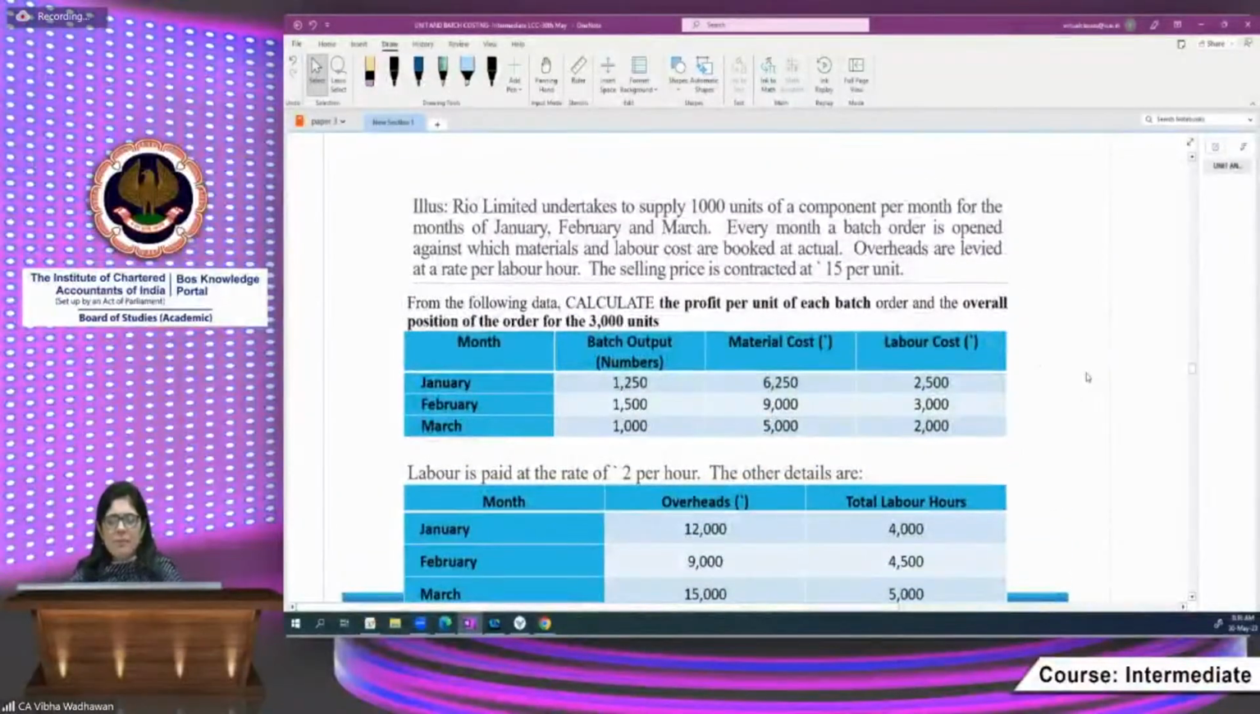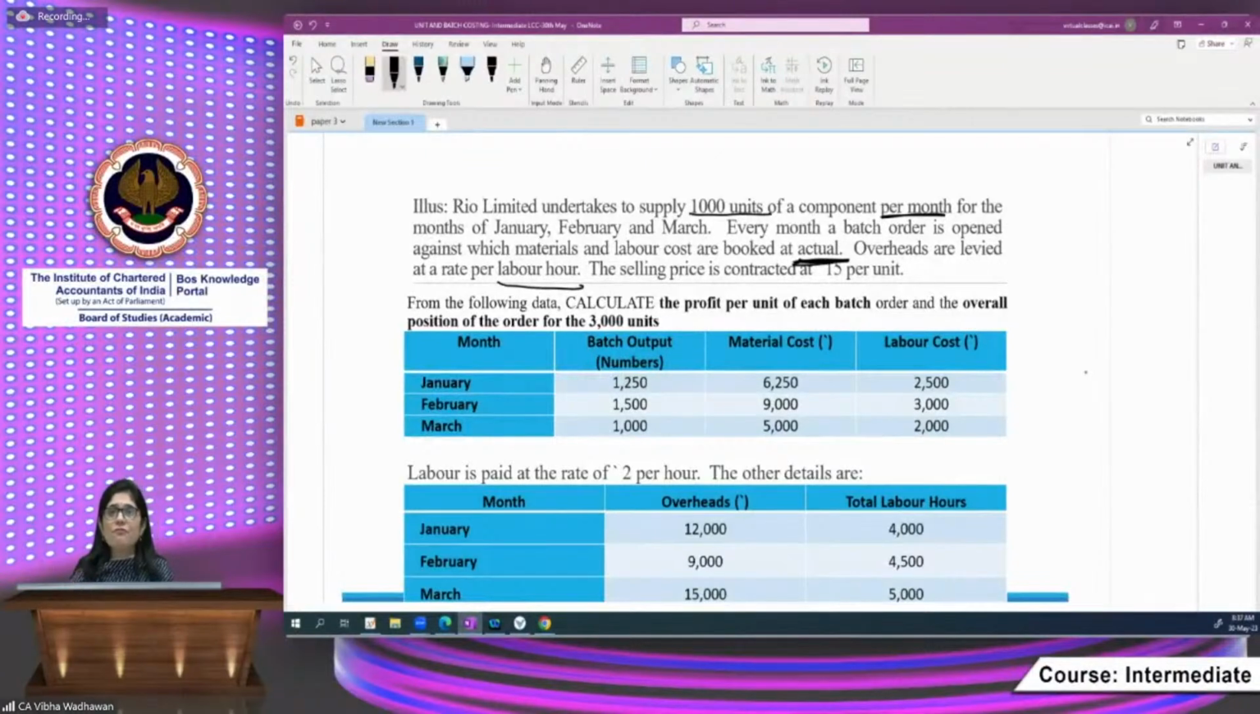So this company undertakes to supply 1000 units of a component per month. For the month of January, February and March, every month a batch order is opened against which material and labor are booked at actual. They are booked at actual, not per unit, but actual. Overheads are levied at a rate per labor hour. So overheads are absorbed on the basis of labor hour.